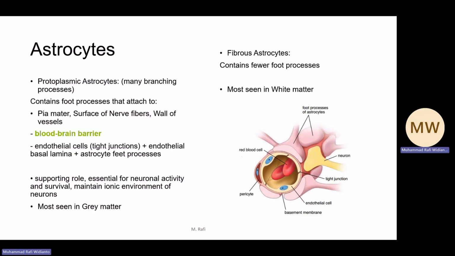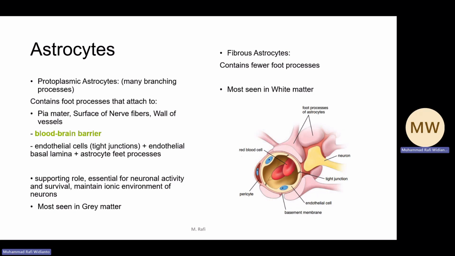So astrocytes are two types. There are protoplasmic astrocytes and fibrous astrocytes. The difference is that the protoplasmic astrocytes have many branching processes, and they are mainly seen in gray matter. In fibrous astrocytes, it is containing fewer processes, and it is mainly seen in white matter.